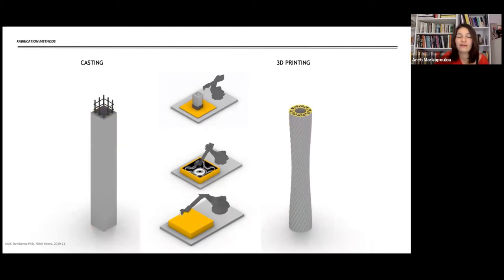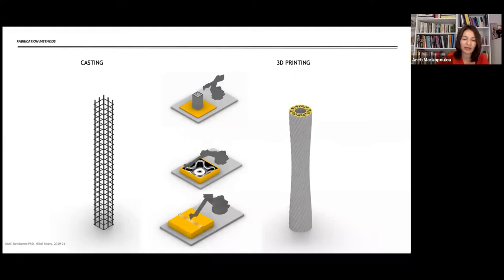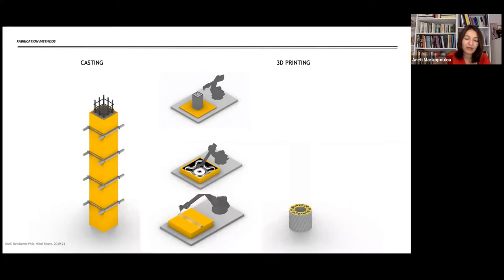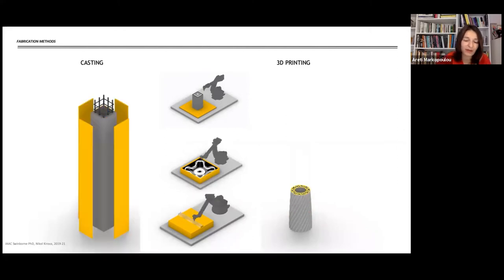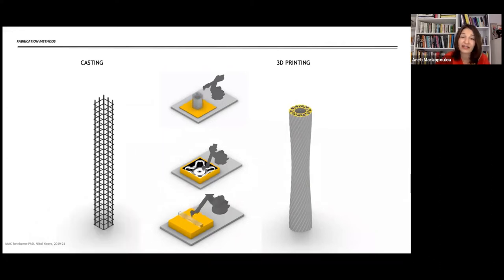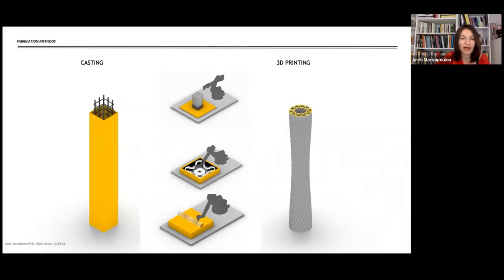This work was initiated in the study of digital matter that I lead at IAAC, and is now being continued by one of my PhD students, Nicole Quiroga. We're trying to test different manufacturing methods, such as casting or 3D printing. Casting, on the one hand, could give the possibility of reinforcement, while at the same time it can also tackle the existing way concrete is being produced in the market.